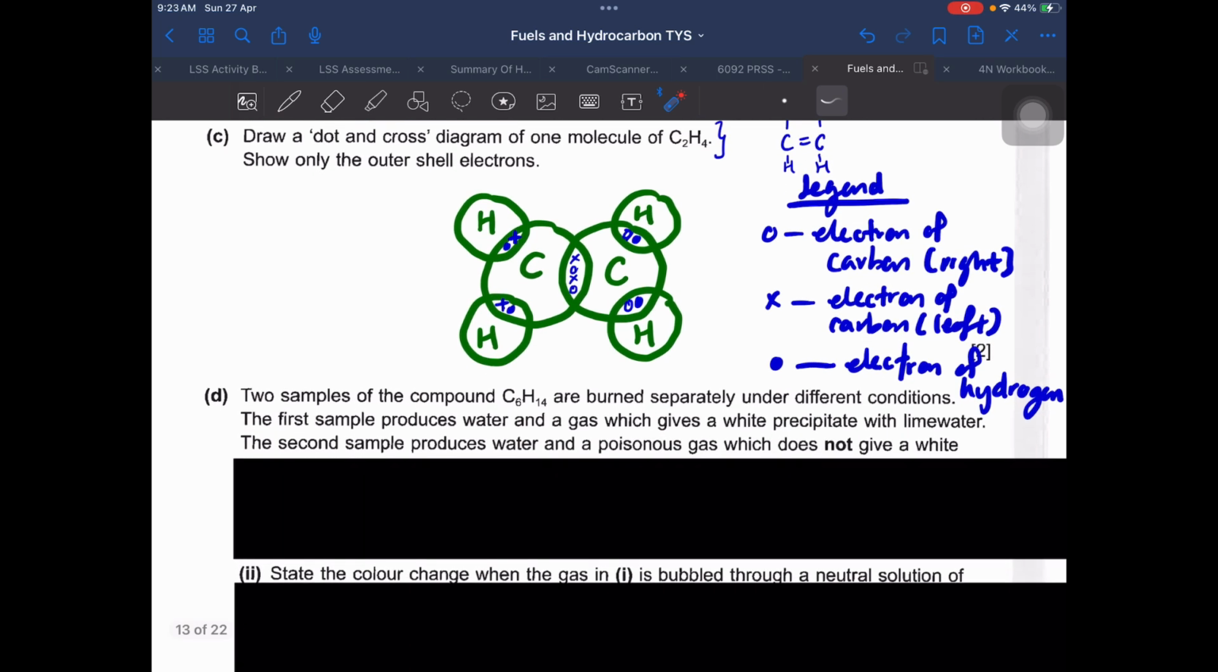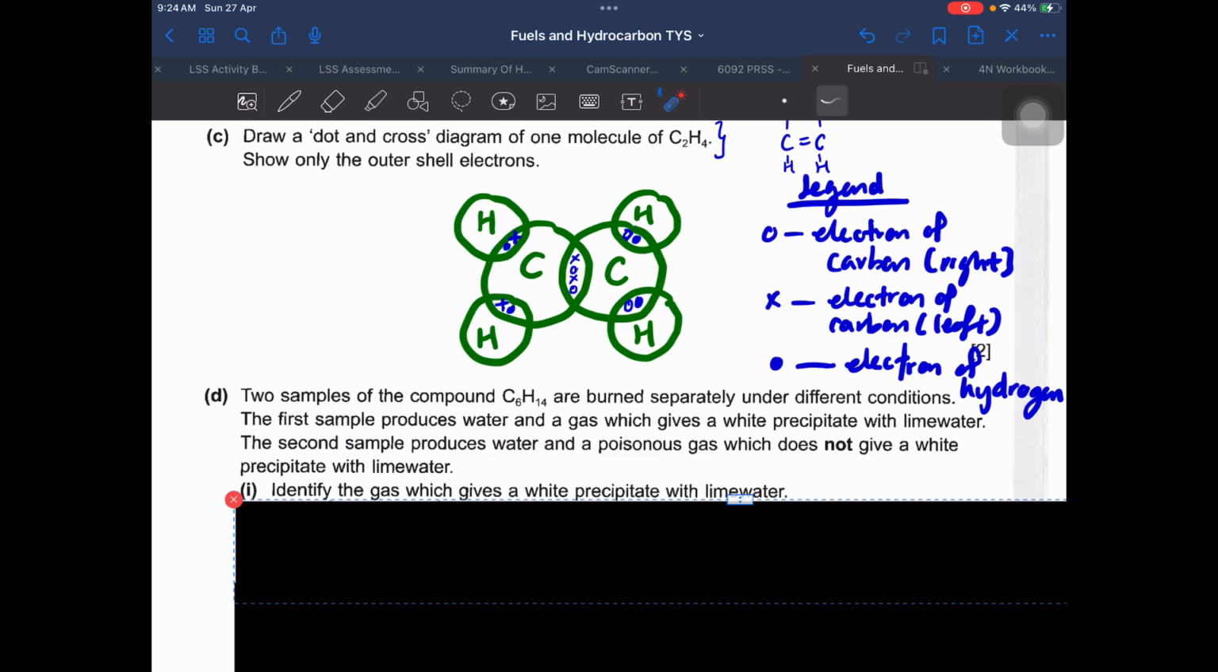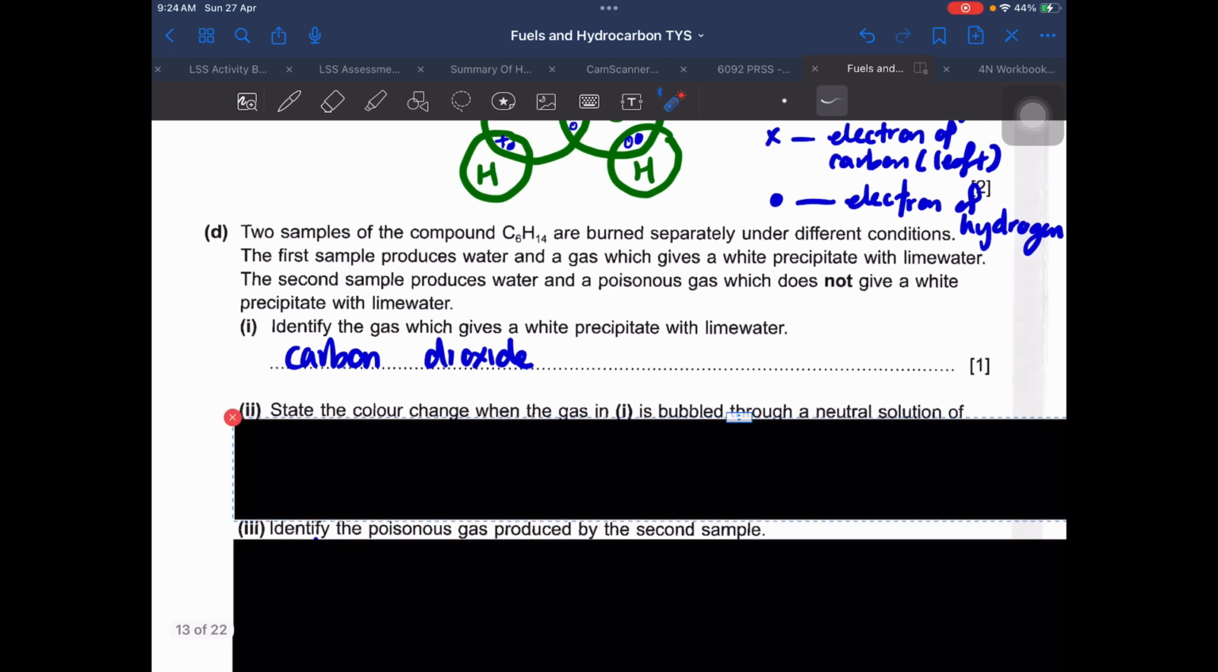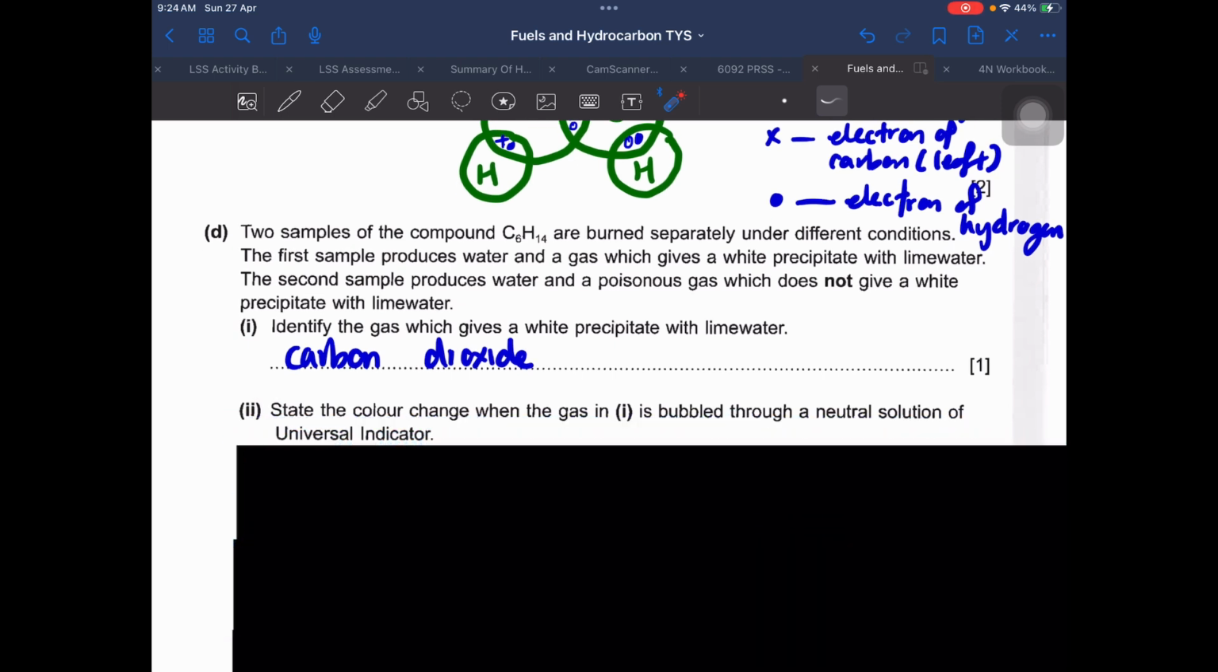Next question, they're asking that there are 2 samples of the compound C6H14 that are burned separately under different conditions. The first one produces water and a gas which gives a white precipitate with lime water. The second one produces water and a poisonous gas which does not give a white precipitate. So you're supposed to find the gas which gives a white precipitate with lime water, and in our syllabus that will be carbon dioxide. Next question, what will happen if the gas is bubbled through a neutral solution of universal indicator? We know that carbon dioxide is acidic, and we know that neutral universal indicator will be green.